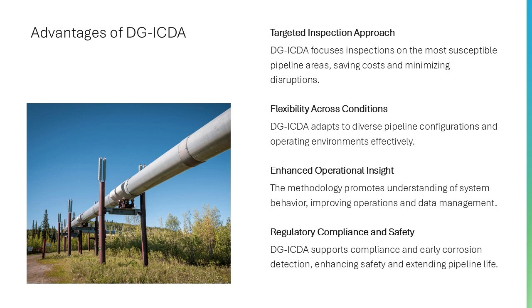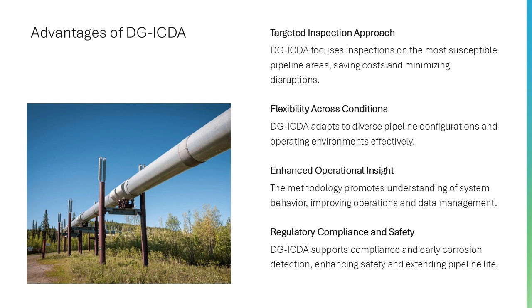DG-ICDA offers several significant advantages for managing internal corrosion in normally dry gas pipelines. One of the primary benefits is its targeted approach, which allows operators to focus inspection and maintenance resources on the most susceptible locations rather than inspecting entire pipelines indiscriminately. This results in cost savings and reduced operational disruption.